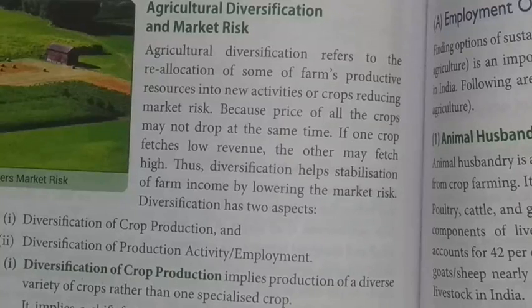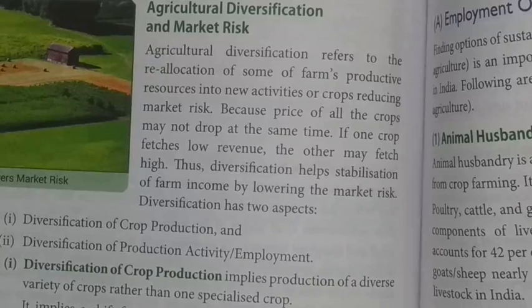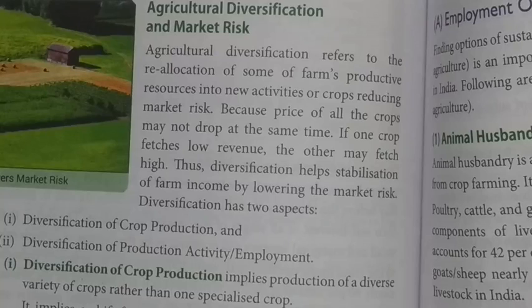Agriculture diversification and market risk. Agriculture diversification refers to the reallocation of some of the farm's producing resources into new activities or crops, reducing market risk. Because the price of all crops may not drop at the same time. If one crop fetches low revenue, then the other may fetch high. Thus, diversification helps stabilization of farm income by lowering the market risk.